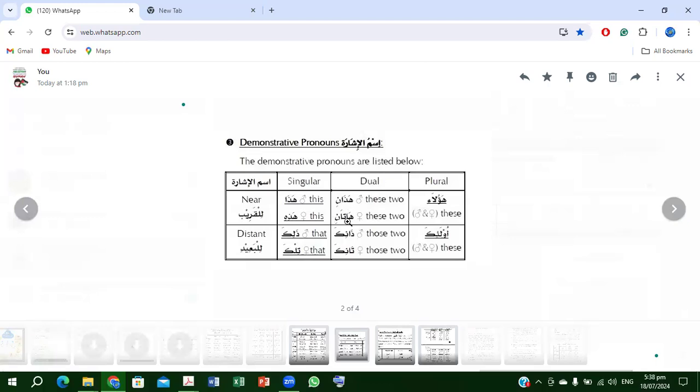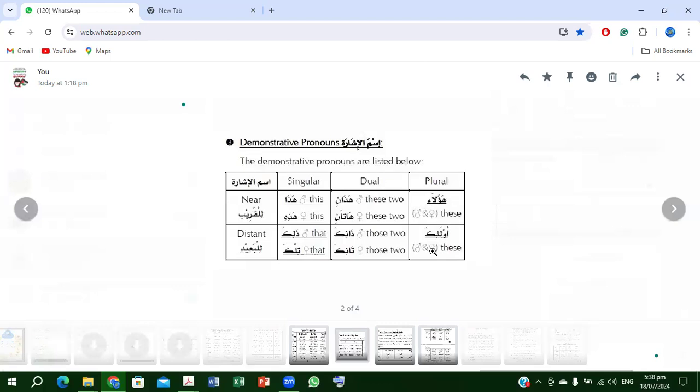Hadani, hatani, for dual, for male and female. Haulai is same, plural is same. For distant, it is dhalika for male, tilka for female. Dhanika for dual, male, and tanika for female. And ulaika, all of those for male and female together.